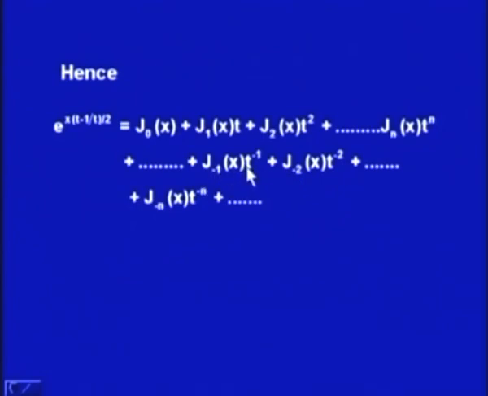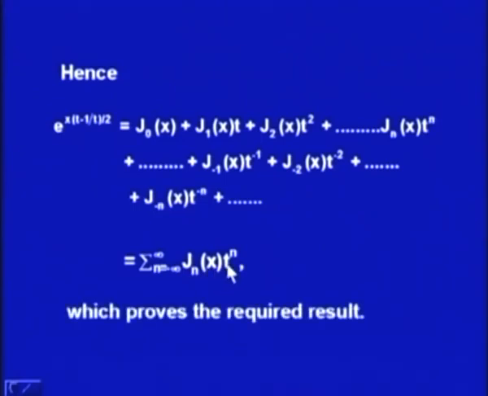So, the coefficient of t to the power minus 1 is J minus 1(x), the coefficient of t to the power minus 2 is J minus 2(x) and so on, the coefficient of t to the power minus n is J minus n(x) and so on. So, we can write this in the form of the summation sigma n equal to minus infinity to infinity Jn(x) into t to the power n, which gives us the required result.